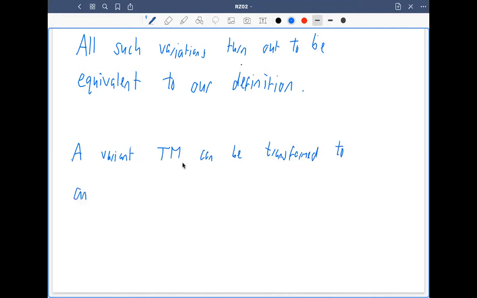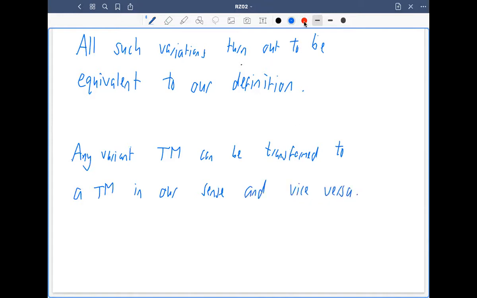So for any variant Turing machine, we can find an equivalent one, but not only does an equivalent one exist abstractly, we have a way of translating the variant Turing machines to the equivalent ones according to the definition we've given. So we have a way of translating between the different kinds of Turing machines. So, any variant TM can be transformed to a Turing machine in our sense, and vice versa.